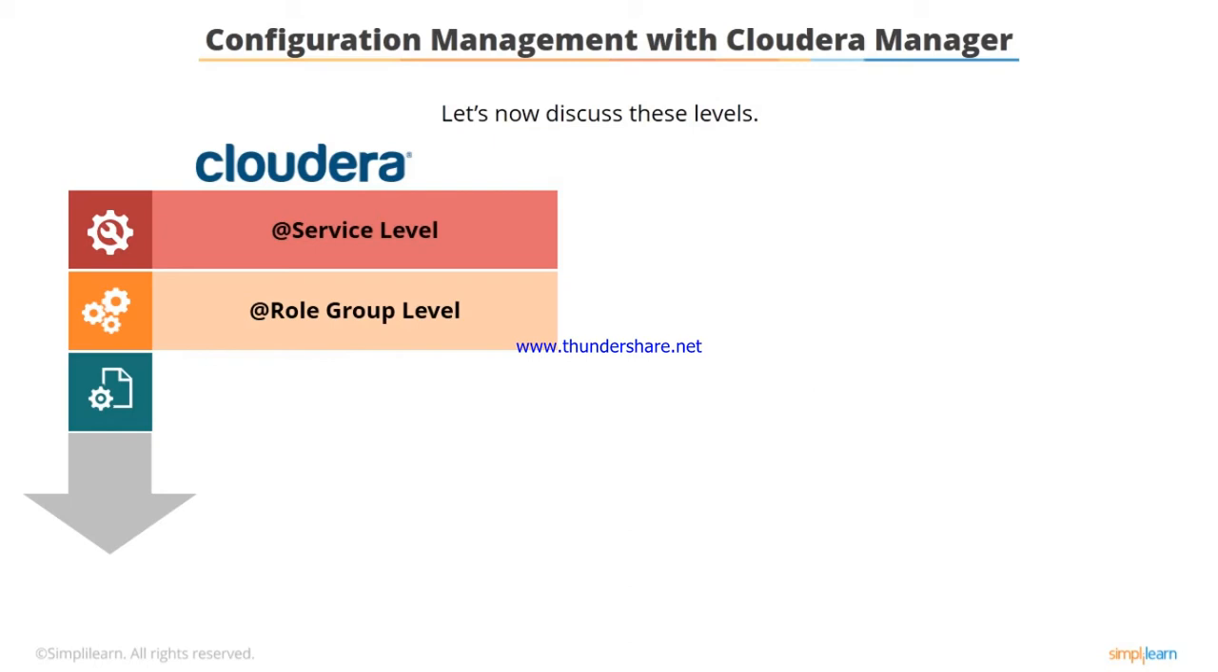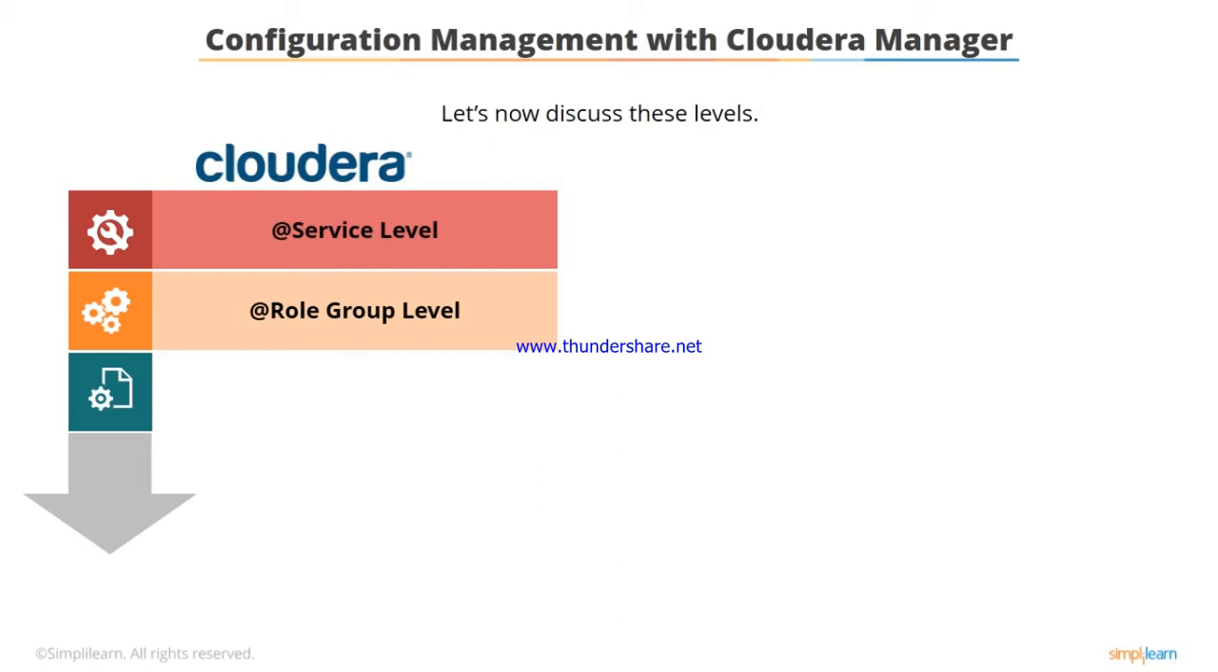All configurations applicable to member roles are defined at this level. An example is the handler count of the DataNode, the property name of which is dfs.datanode.handler.count. The value of this can be set differently for different groups of DataNodes. For example, DataNodes running on more capable hardware may have more handlers.